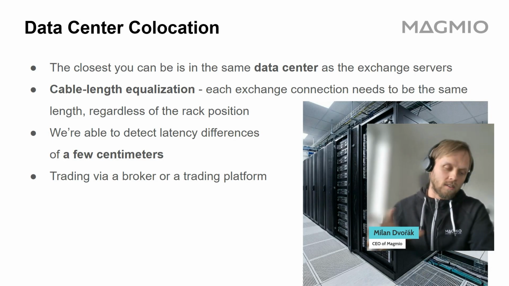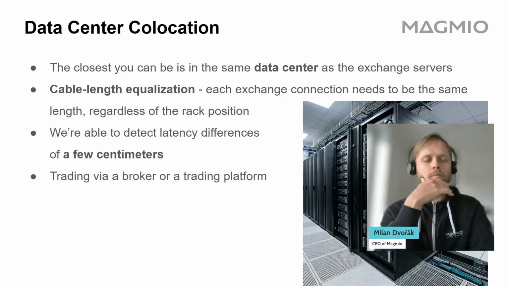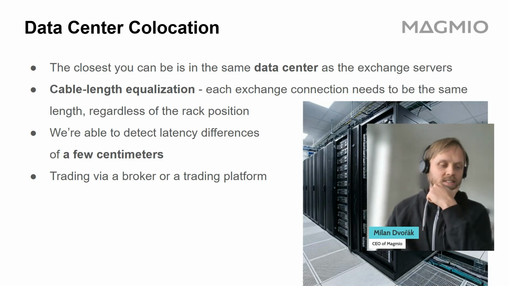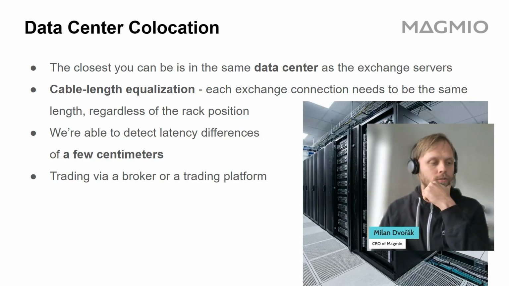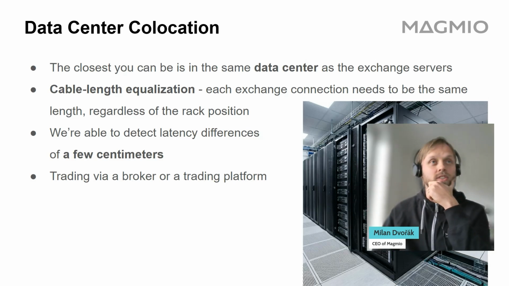Well, fun fact, even the data center spans hundreds of meters, so the latency wouldn't be equal. You can be closer or further away from the exchange servers. But to ensure fairness, most of the exchanges do cable length equalization. That means no matter where you are in the data center, the cable will have the same length, which means there are a lot of coils of cable hanging around, because even the servers that are closer need to have the same length as the server that is furthest away.